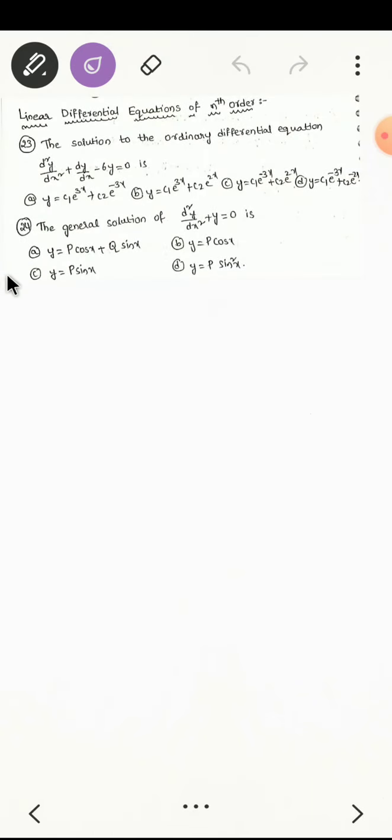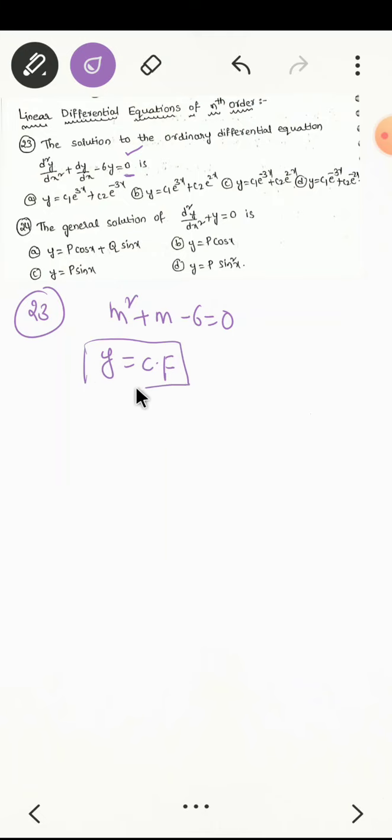Problem number 23. The solution to the ordinary differential equation, they have given some differential equation. Convert this into the auxiliary equation, m square plus m minus 6 equal to 0. Then you have to find the solution. If the right side is 0, then the solution is y equal to the complementary function. If you have some function on that side, then complementary function plus particular integral will come. But here it is 0, so you don't have any particular integral. So directly y is equal to the complementary function only.